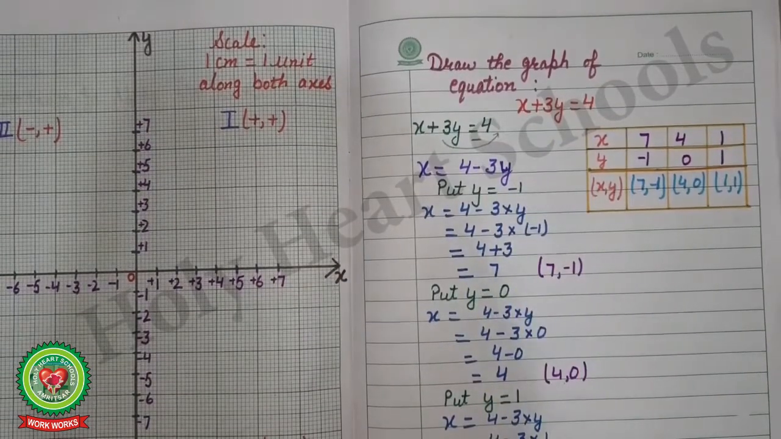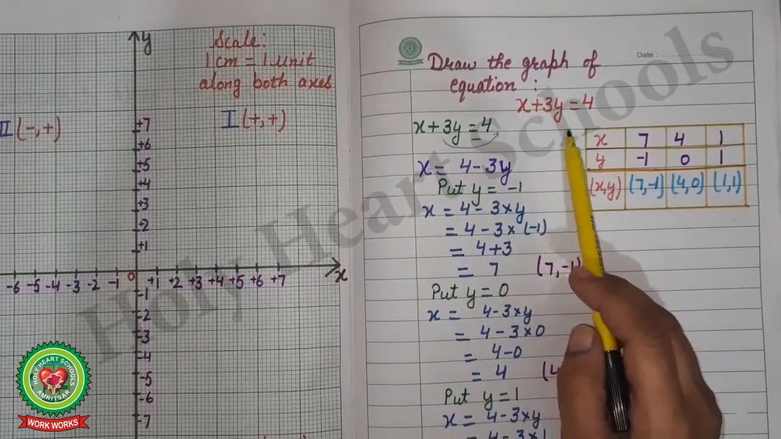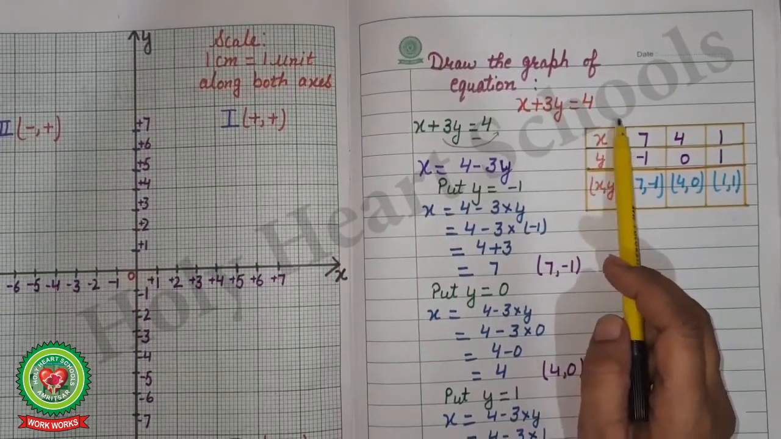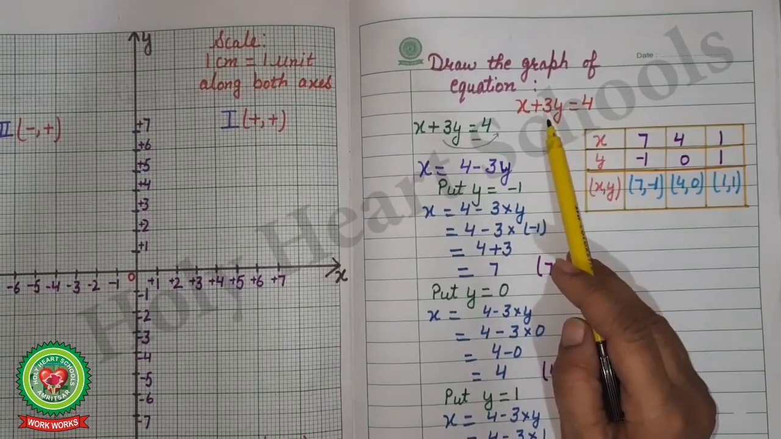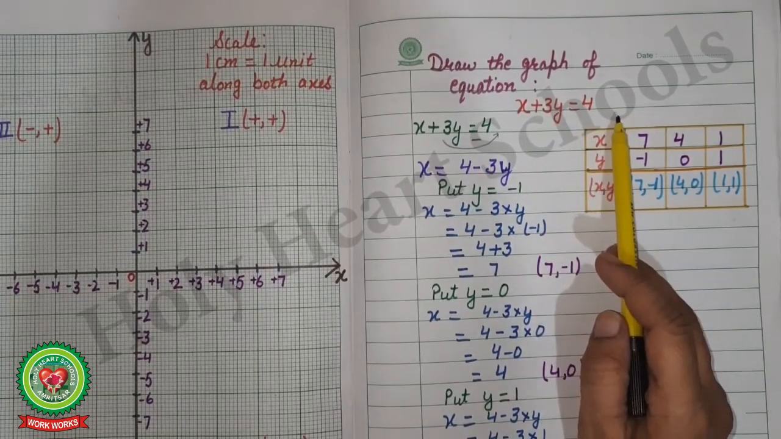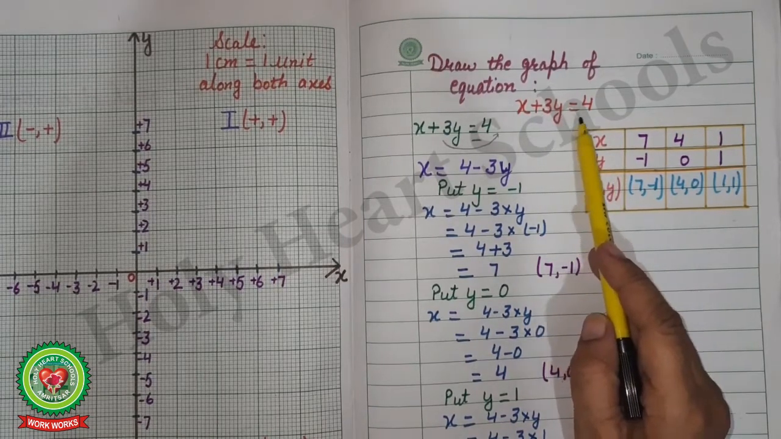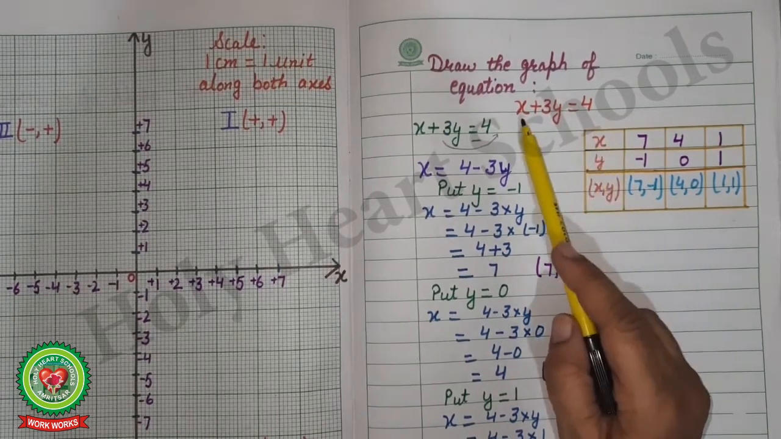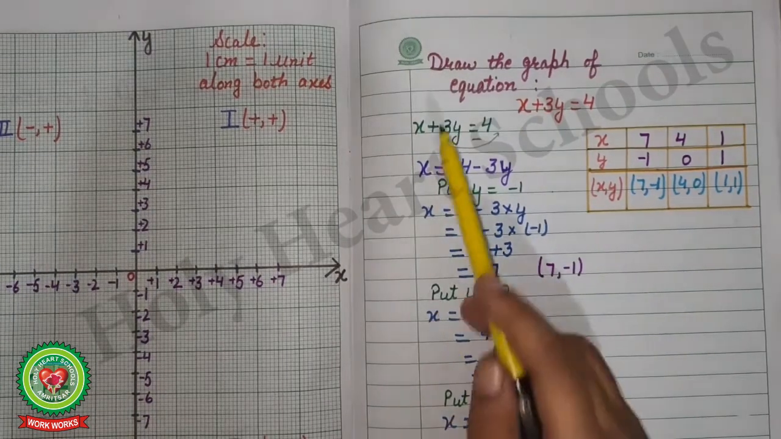Let's understand with an example. Draw the graph of the equation x plus 3y is equal to 4. In this equation, students, both variables are on one side and the constant is on the other side. Now we will shift one variable term to the other side to find out the value of a single variable.